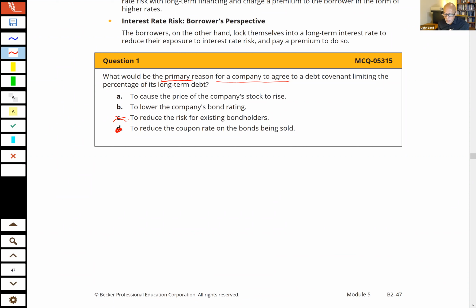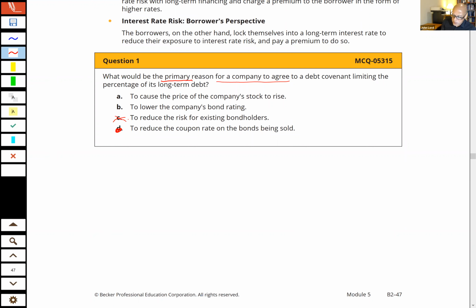The best reason for the company to agree is they'll say, look, we want to protect the new lender here in this bond covenant. And the new lender is going to say, I'll give you a better interest rate, but I want you to promise that you're not going to issue any more debt until you pay off this debt, to protect the new bond issuer, and I'll give you a lower interest rate if you do that. And the company's motivated to agree to that because they want a lower interest rate on that bond, right? The coupon rate is the interest rate on the bond.